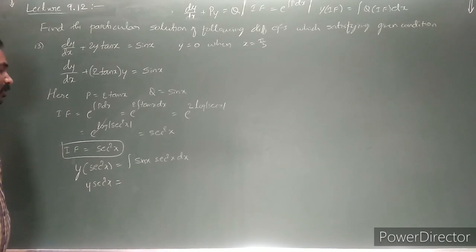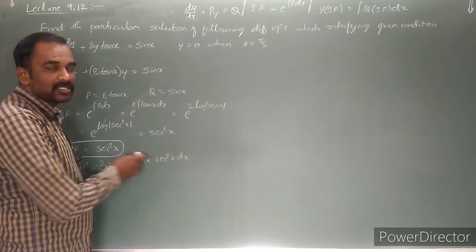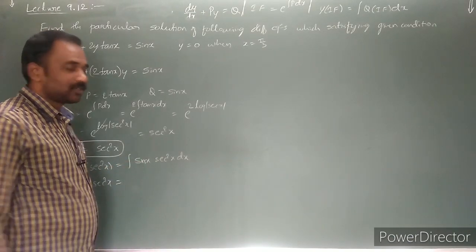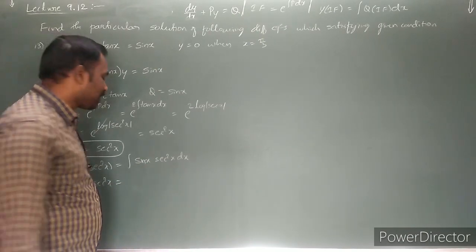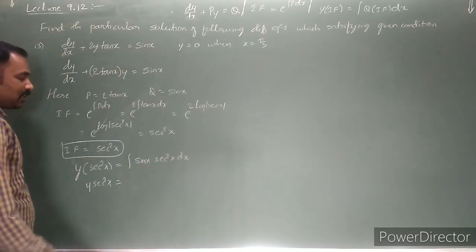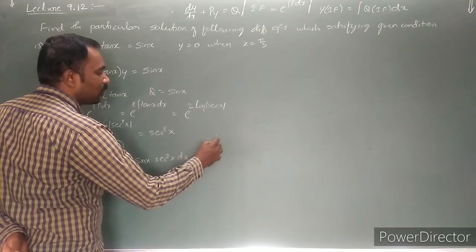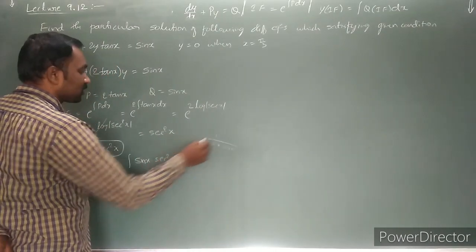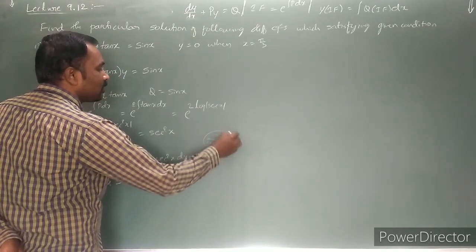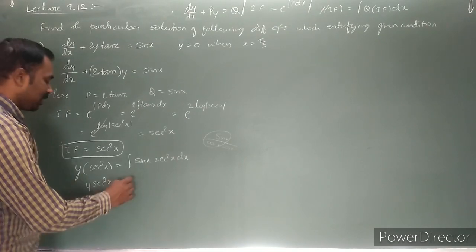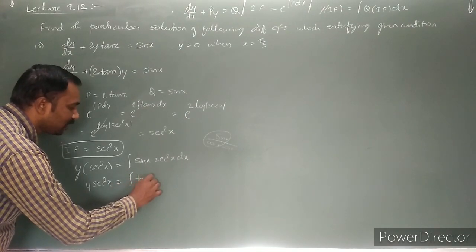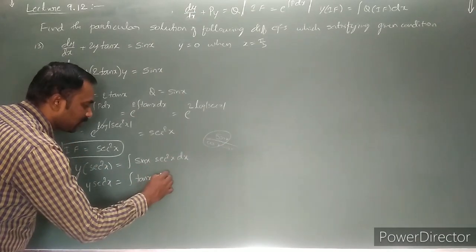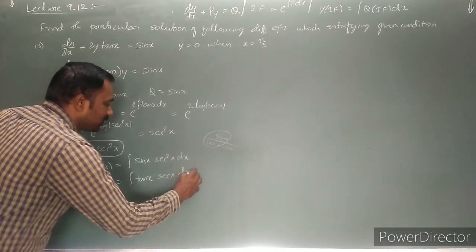How to integrate sin x into secant square x? We cannot apply the product rule, that is integration by parts, because both are trigonometric ratios. Next, rewrite. Secant square x can be written as 1 divided by cos square x. Cos square x can be written as cos x into cos x. In the numerator sin x is there. What is sin x by cos x? Sin x by cos x is tan x, into 1 by cos x. I just write it as sec x into tan x.